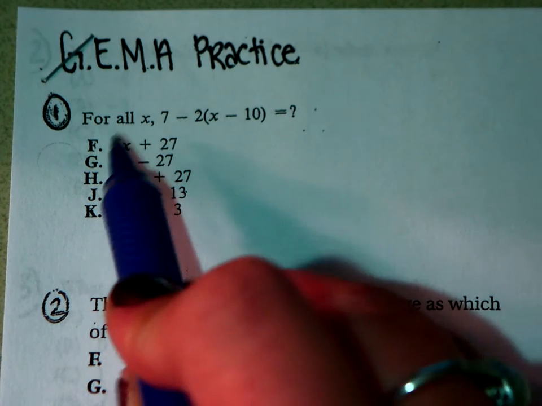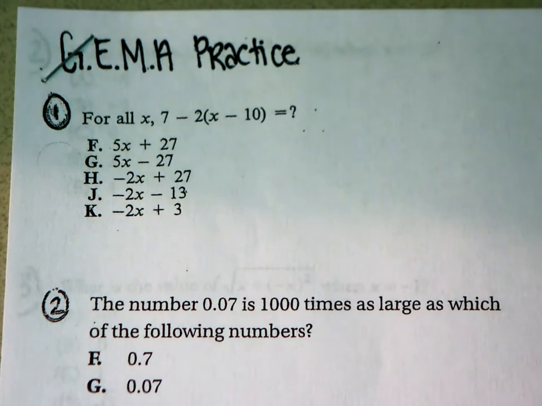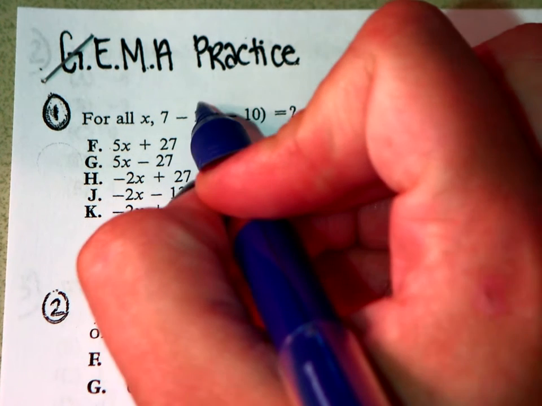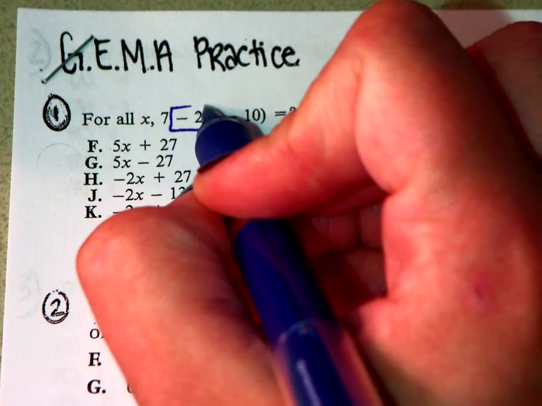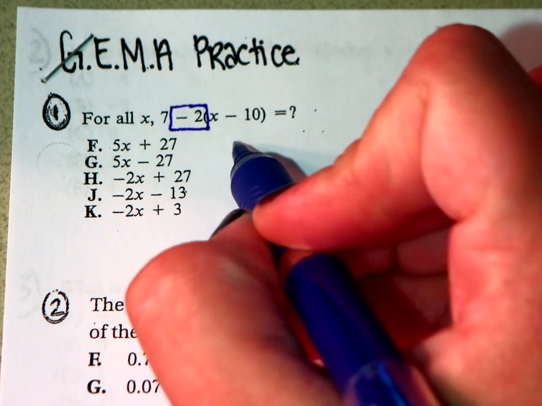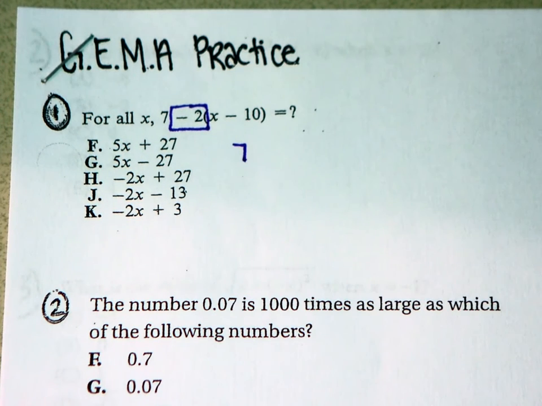Number 1 says for all x, 7 minus 2 times x minus 10 equals what? The first thing I want to make sure I do is know that this -2, that negative sign, goes with the 2. So this 7, I'm just bringing it down. It's just along for the ride. It's got nothing to do with it. The negative goes with the 2.